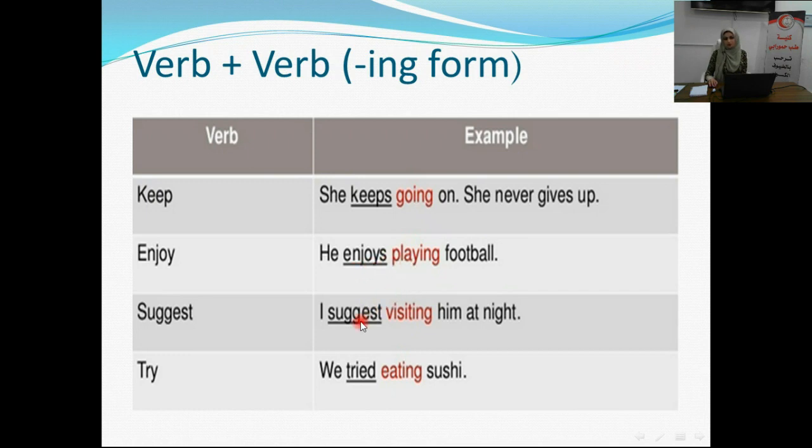Two verbs. I suggest visiting him at night. So we have suggest, the first verb, which is the pattern, and we have the second verb that must include the ing. With try, we tried eating sushi. We have two verbs, try and eat.